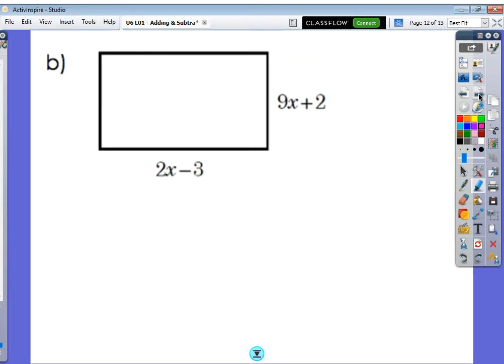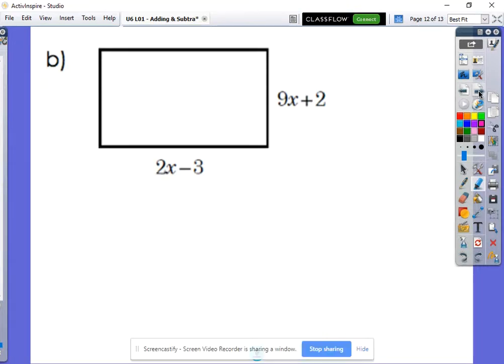So try this one out real quick. Think about this one because there's a big mistake that people typically make. So press pause, give this one a shot, and then see if you made that mistake.